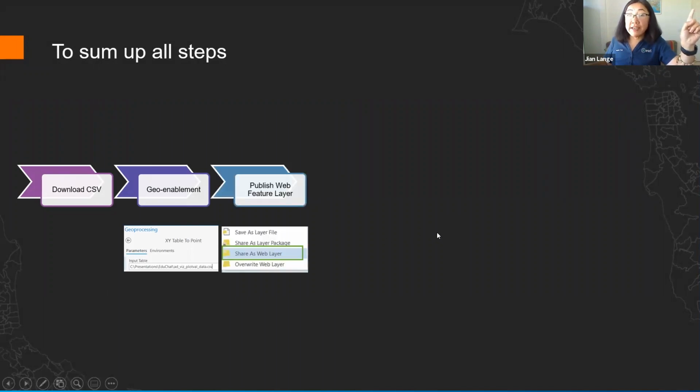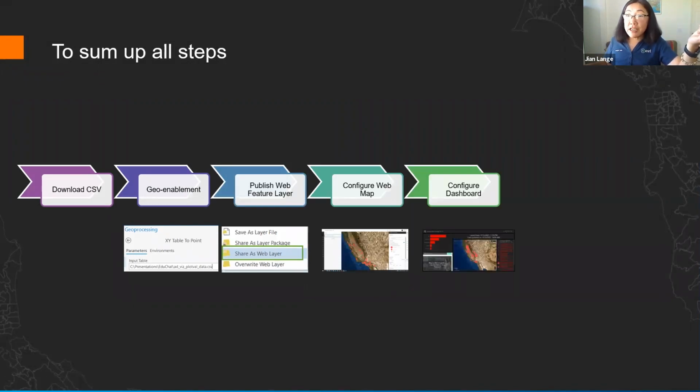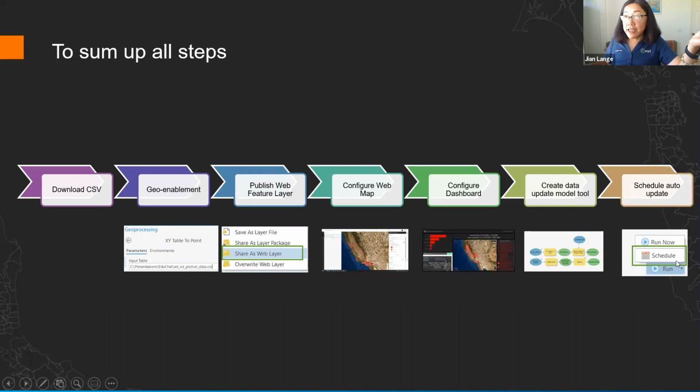And then we share it as a web layer. That's how we got the web layer. We configure the web map, and then we use dashboard, configure the dashboard. We create the data update model tool, and then schedule it in ArcGIS Pro.